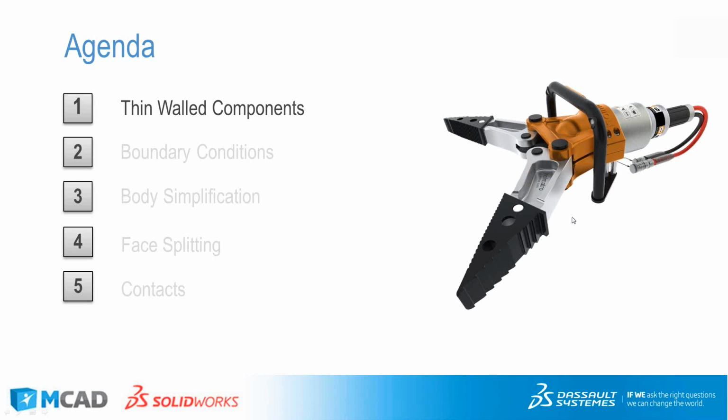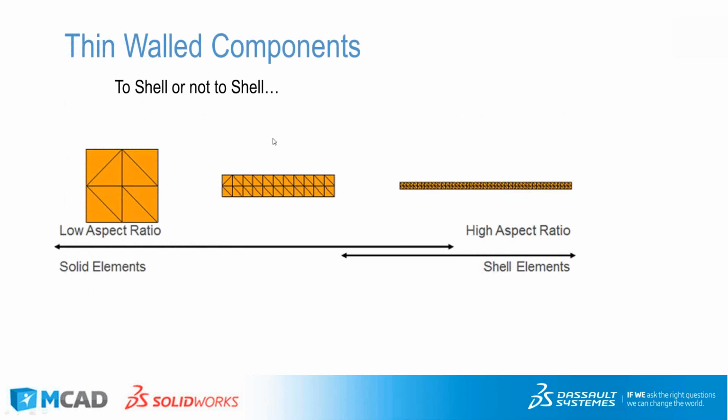So first up, as I said, thin-walled components. One thing I see a lot is that there's a lot of confusion about where the line is for shell elements versus solid elements when you're trying to model a part. As you can see, we've got sort of a continuum here, and on the left we've got our elements with a low aspect ratio, something that's nice and square. All the proportions are equal to each other. There's not any slenderness ratio, so to speak.